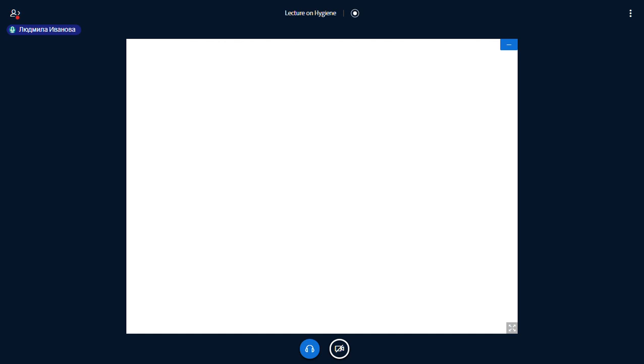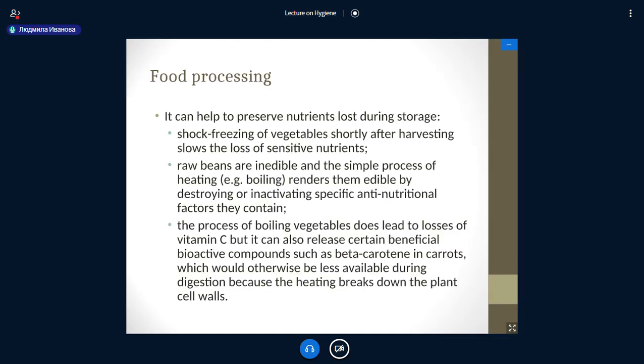For example, it can help to preserve nutrients lost during storage, because when you leave, for example, apples for a long time, they lose their vitamin C content. For example, shock freezing vegetables shortly after harvesting showed slow loss of sensitive nutrients. So these deep frozen vegetables are really very good, an alternative for fresh vegetables. Especially raw ones are inedible, and the simple process of heating renders them edible by destroying or inactivating specific anti-nutritional factors they contain.